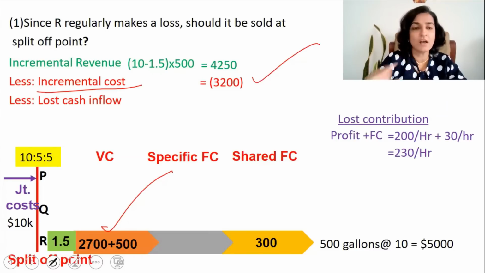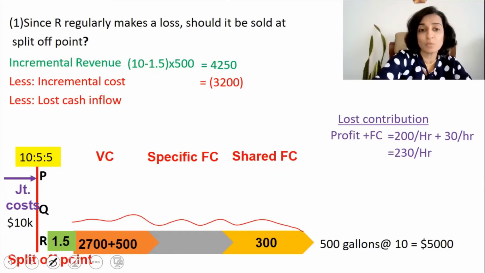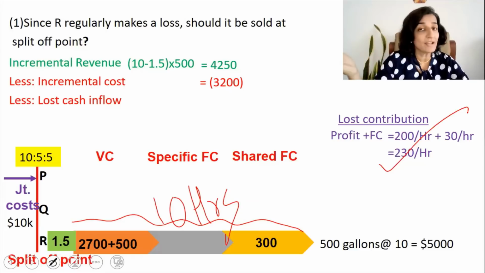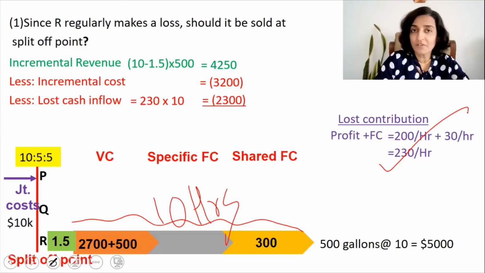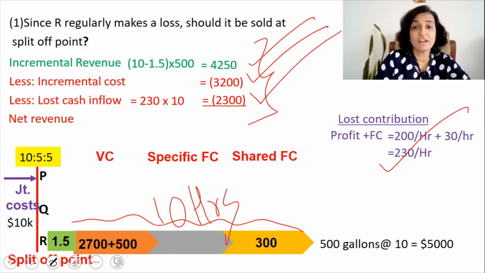Since it is a cost, we are reducing. And what was the lost cash inflow? Lost cash inflow is $230 per hour. And we know from the question that each product was taking 10 hours for further processing. So for each hour, you're losing 230 per hour. So for 10 hours, what is the lost cash inflow? It's 230 multiplied by 10 or $2,300.